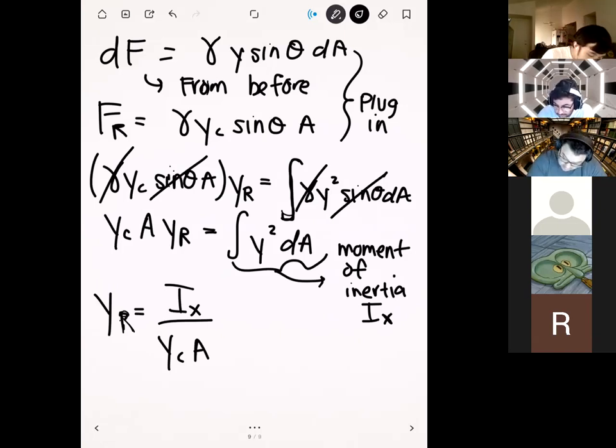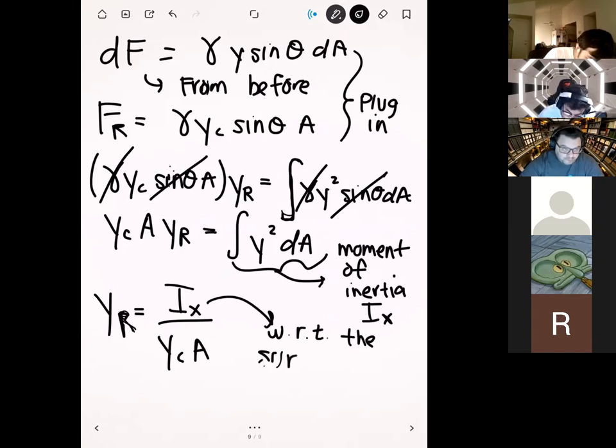But actually, this formula isn't that convenient. If you recall from your previous classes working with moment of inertia, you also need to know with respect to what axis this moment of inertia is. In this case, this Ix is the moment of inertia with respect to the surface of the water, or the surface of the fluid.